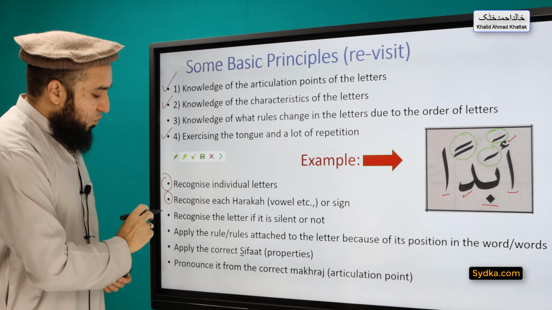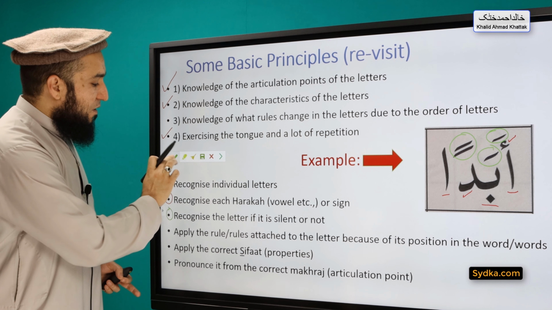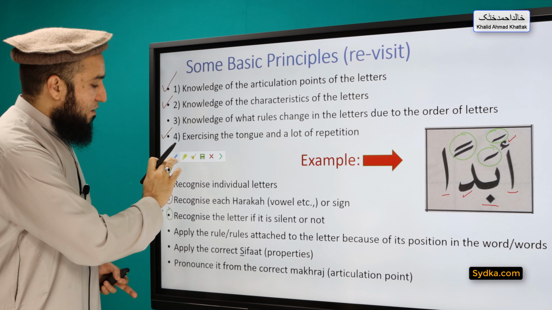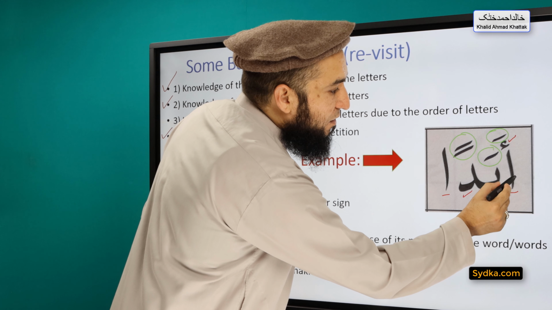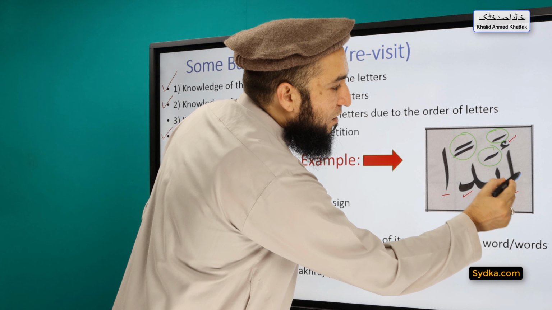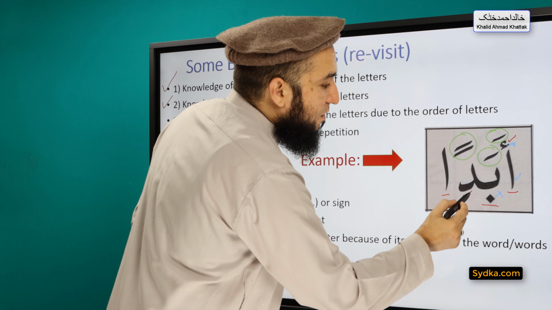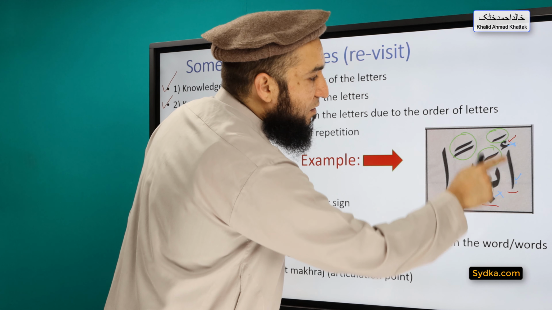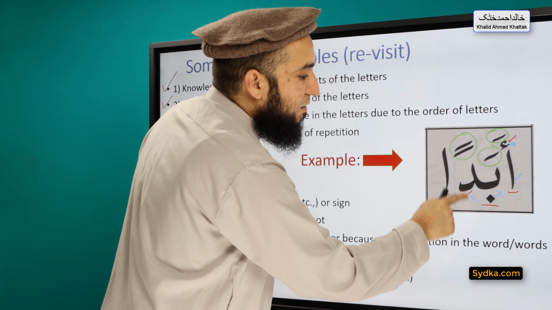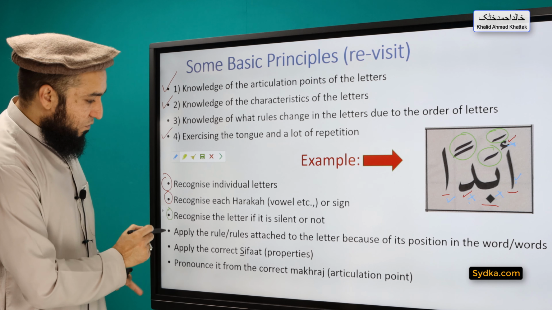And the next one is we have to recognize which letters are silent and which aren't. Let's change the color. So if we see here alif, this is silent, and this one is not. Ba is not silent, dal is not silent, and alif is silent. So alif is silent, hamza is not silent, ba is not silent, dal is not silent, and alif is silent. So we recognize those ones.